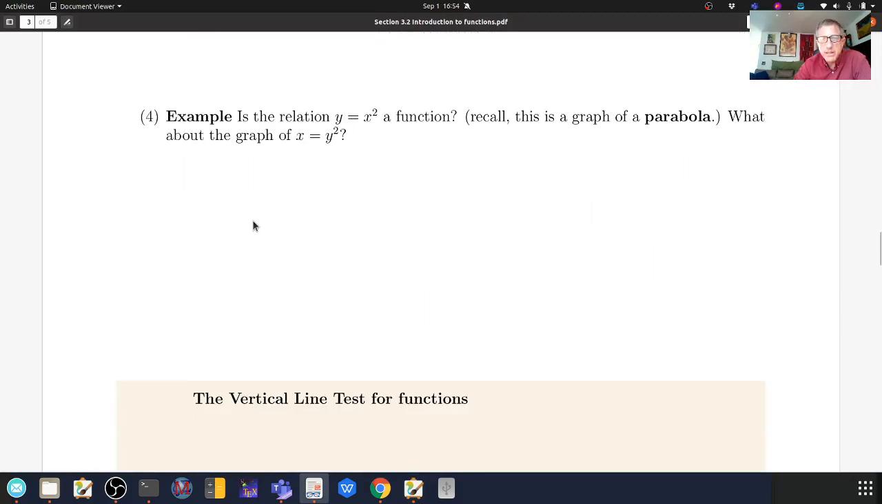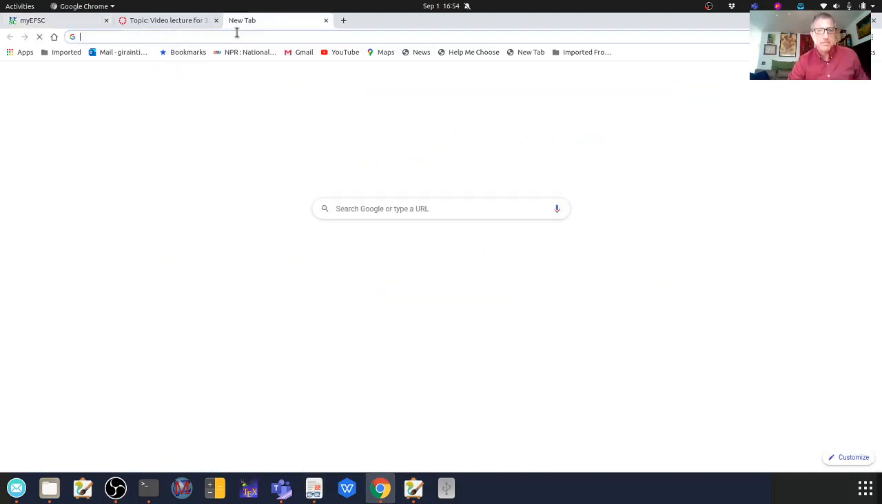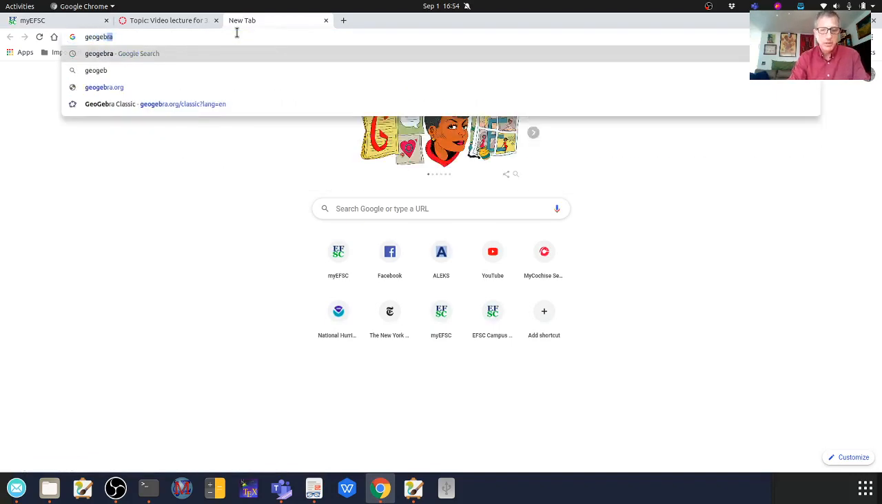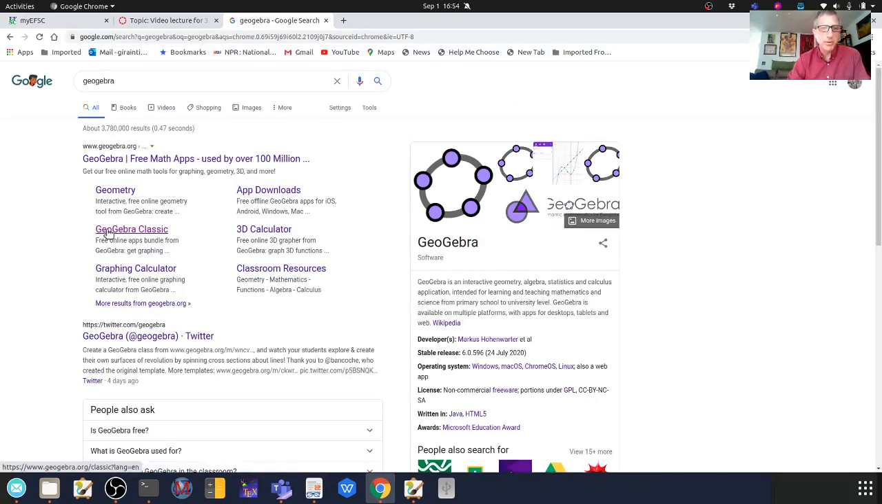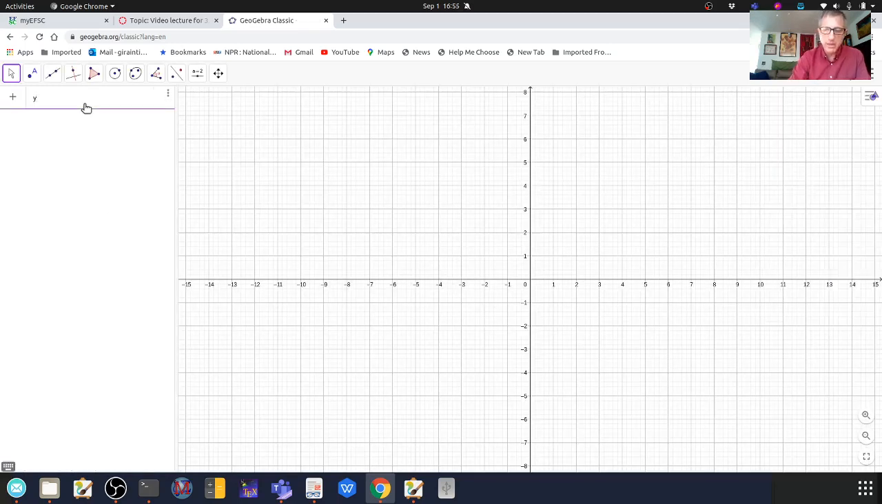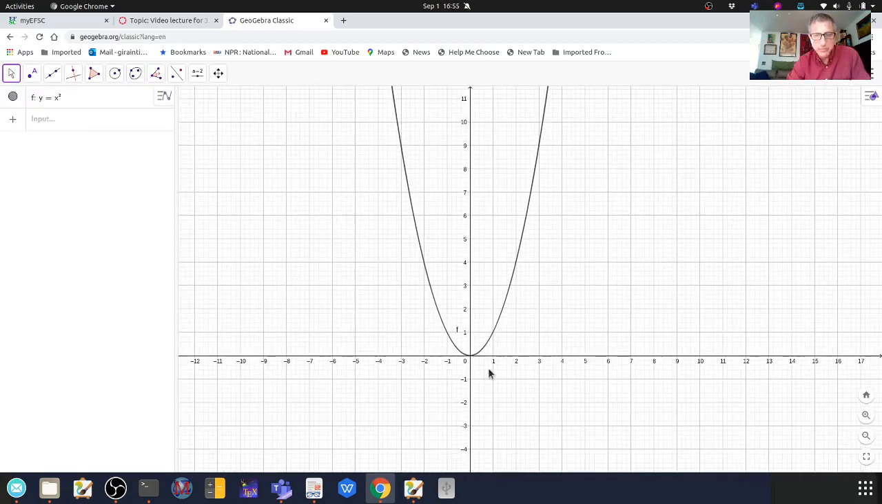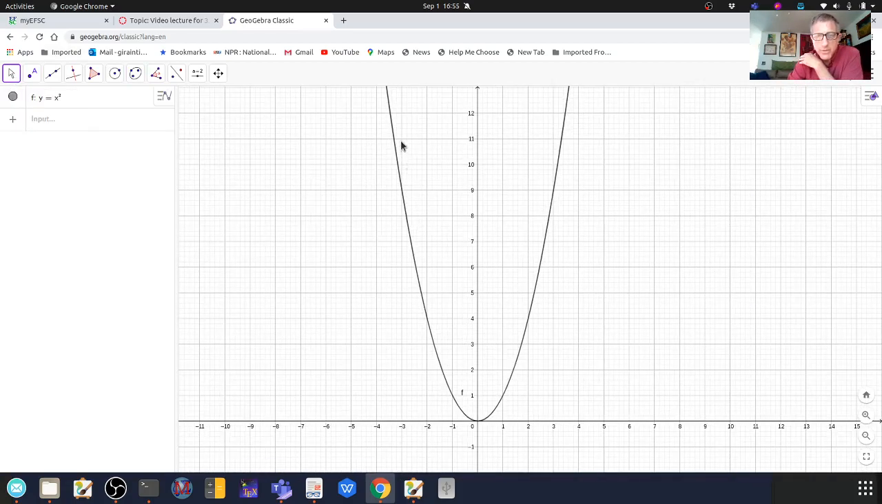So let's look at this one. Is the relation y is equal to x squared a function? I'm going to go ahead and plot this for you using GeoGebra, because the point here is that we just look at it. So what are we looking at here? What are we trying to discover? Well, there it is. It goes on forever and ever. These just keep getting further and further apart.